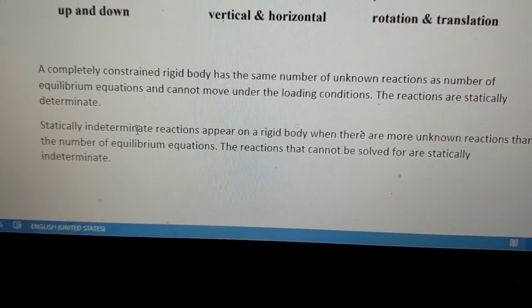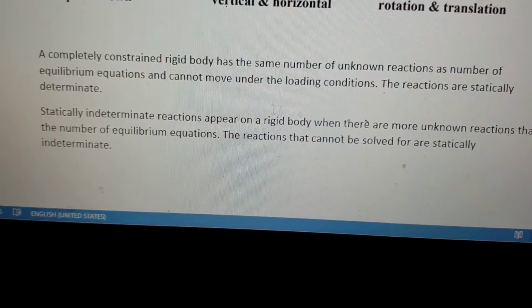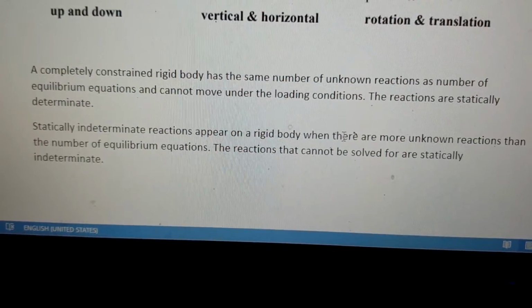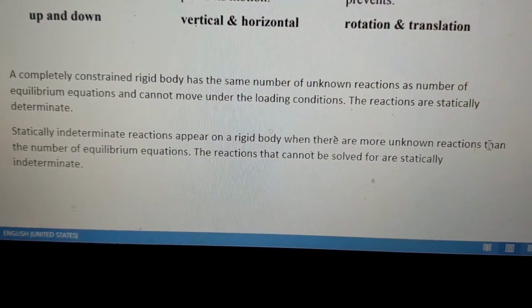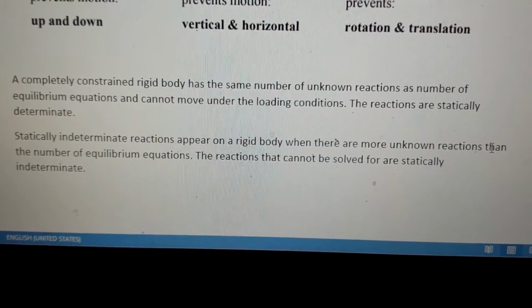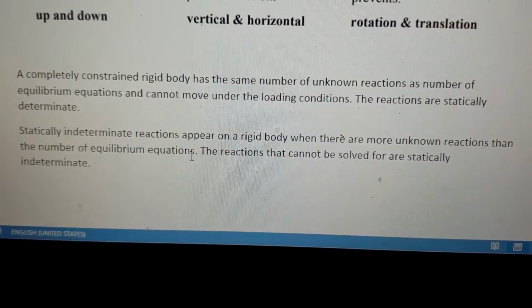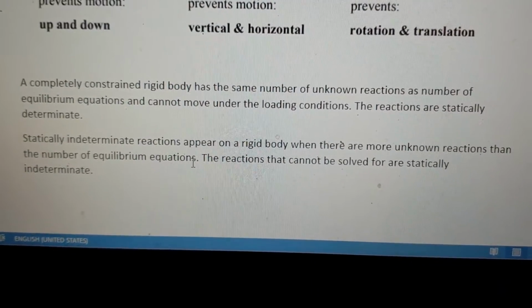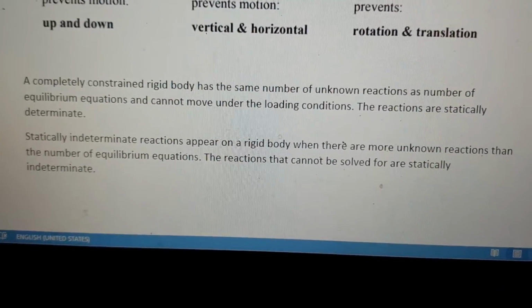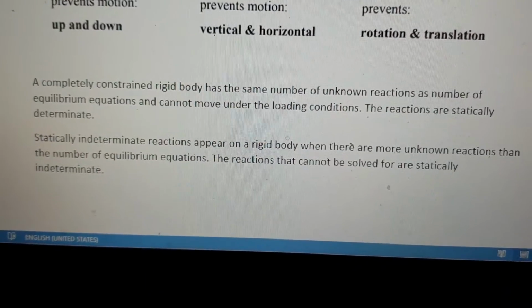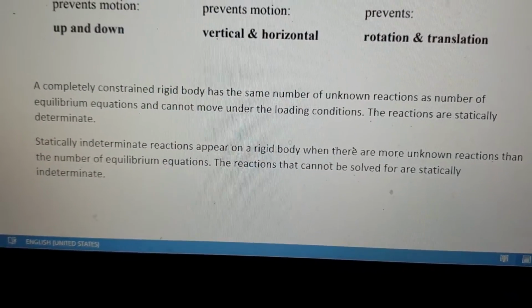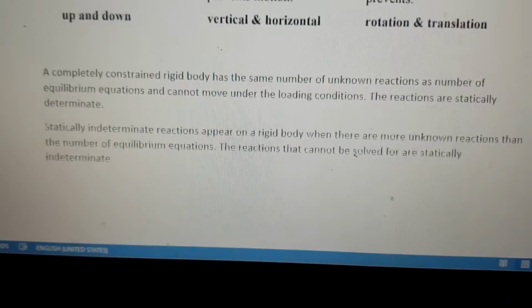Statically indeterminate, what's the meaning of that? When you have a rigid body with more unknown reactions, say four unknowns, than the number of equilibrium equations, the reactions that cannot be solved for are called statically indeterminate. Not statistically, sorry, statically.